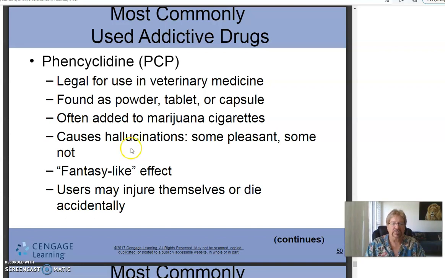Okay, let's see, phencyclidine, PCP. All I know about it, guys, is used as veterinary medicine, and it can make people really freak out and gives them like superhuman strength. Legal for use in veterinary medicine. Found as powder, tablet, or capsule, often used in marijuana cigarettes. I guess they sprinkle it in. Causes hallucinations, some pleasant, some not. Fantasy-like effect. Users may injure themselves or die accidentally. So, I'm going to jump off this building, man. I'll fly.